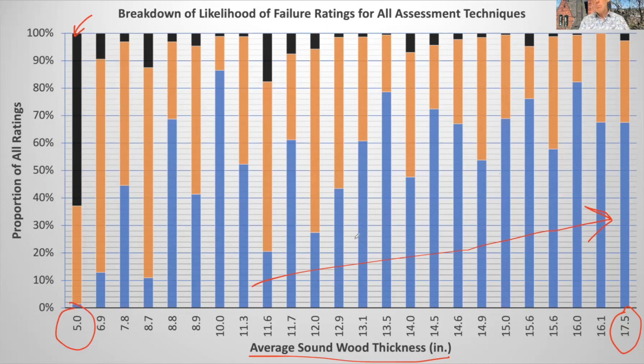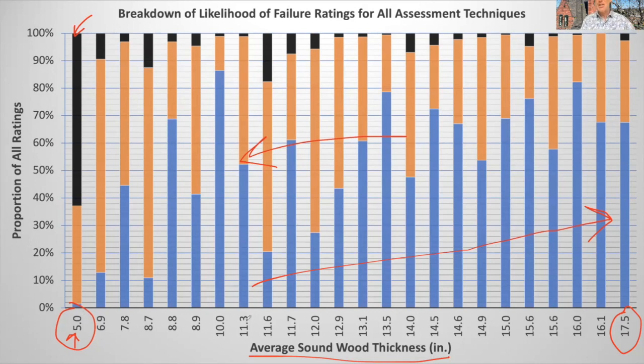There's, in general, more blue as you go to the right on the graph. As you go back to the left on the graph, with some exceptions, you're seeing more orange, potentially more black as well. So this one tree down here that had only 5 inches of sound wood, more than 50%, so it's like 62% or so of the ratings for that particular tree were probable likelihood of failure. And only 1% of the ratings were of an improbable likelihood of failure.